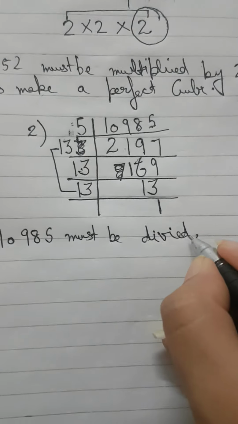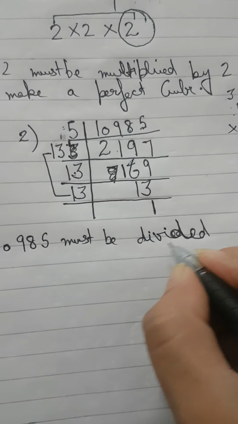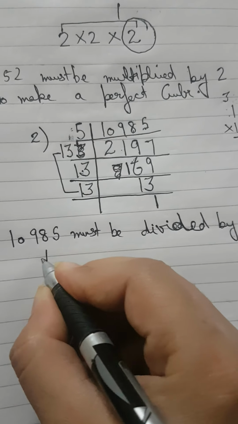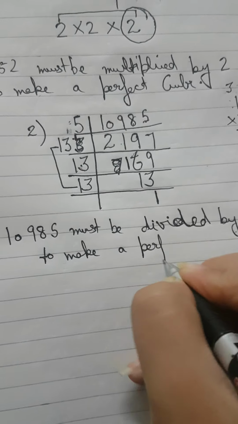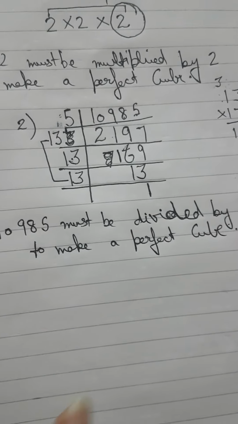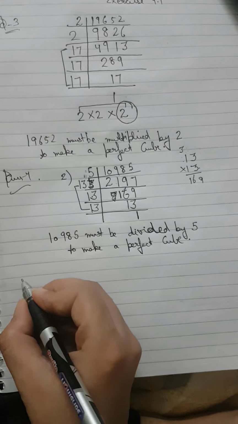Sorry for my bad handwriting because I'm not looking at the notebook, I'm looking at the phone. It must be divided by 5 to make a perfect cube. Okay, it must be divided by 5 to make a perfect cube. Okay, I hope I'm clear to all of you.